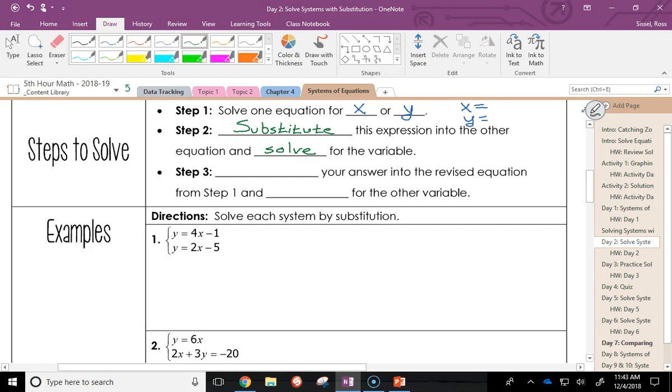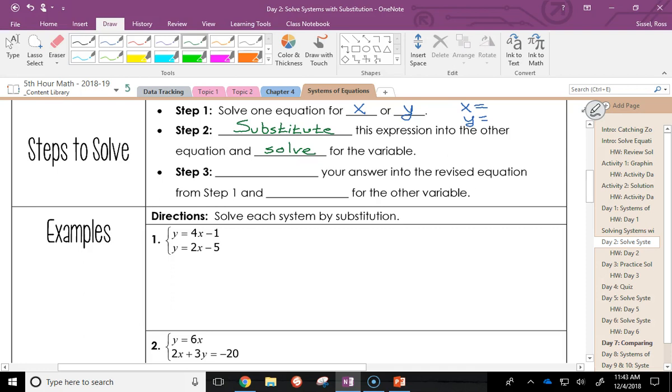Step 2 is I'm going to take what x equals. If x is the same as saying 2y plus 7.5, I'm going to take this 2y plus 7.5 and go to my other equation and input it in for x. I'm going to substitute it for x. And that's what step 3 is going to talk about.